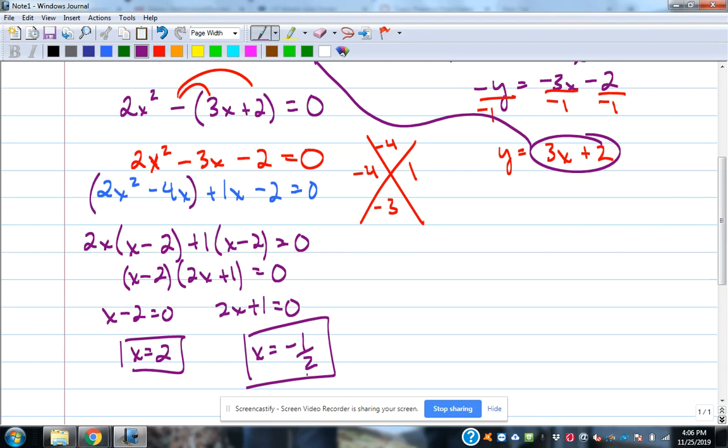Well, I got two different x values. That means I should get two different y values with this problem too.